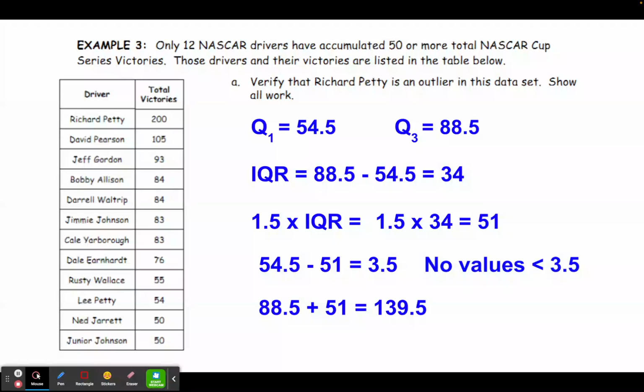Well, we don't have any values in our data set that are less than 3.5, so we have no outliers on the low end of this data set. However, on the high end, 200 is greater than 139.5, but there are no other values that are greater than that. So we have shown here that 200 is in fact an outlier.